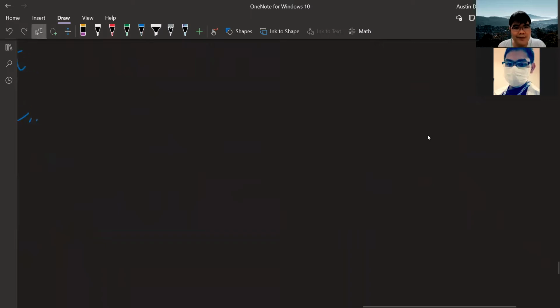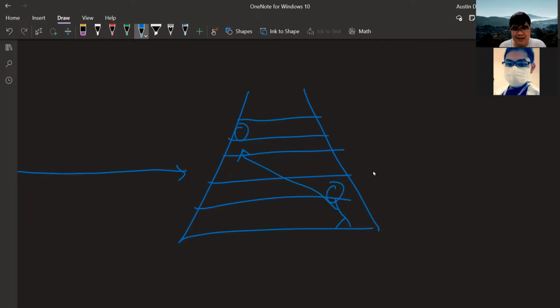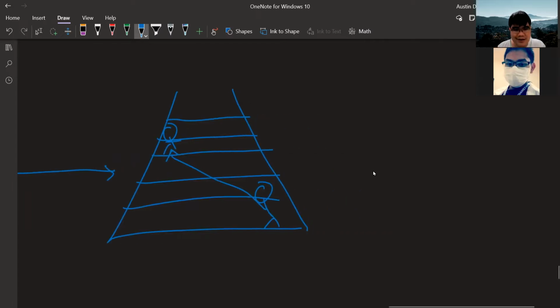Kunwari, di ba ang one-dimensional motion is going through this line? Paano kapag may stairs? May stairs. Stairs yan, guys. Kunwari. Ayan, stairs yan. Tapos aakyat yung tao. Pupunta siya dito. Okay? So, this is a 3D motion, diba?